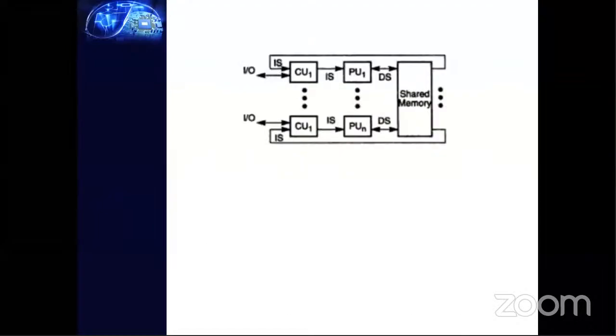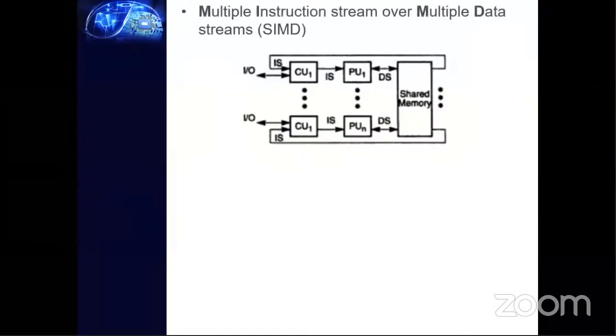Then as a third architecture, we have seen MIMD. What is that? Multiple instruction stream over multiple data stream. Under this architecture, multiple instructions are processed by processing units over the multiple data streams received from the shared memory. I said most of the parallel computers today are implementing this architecture. Here the parallelism is attained at both instruction and data level. Okay.